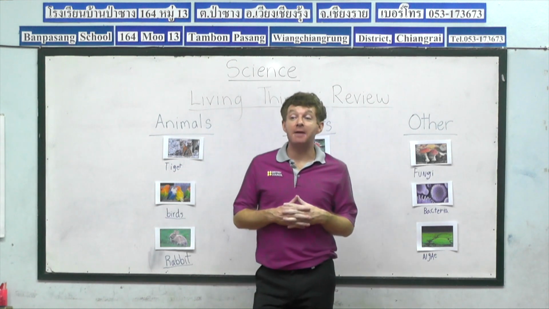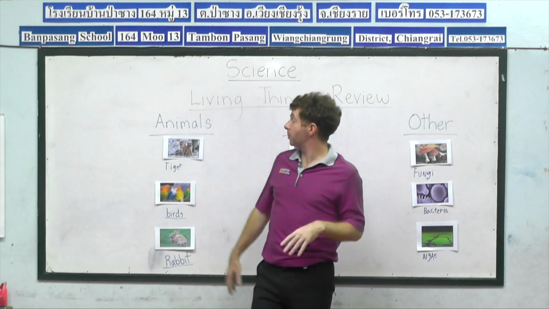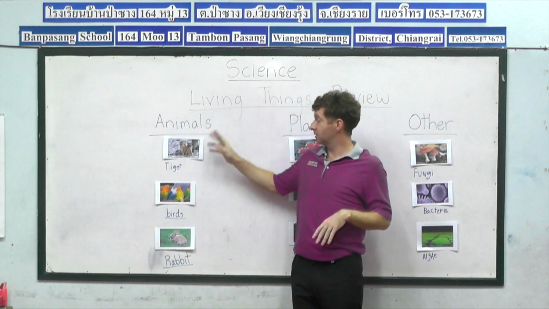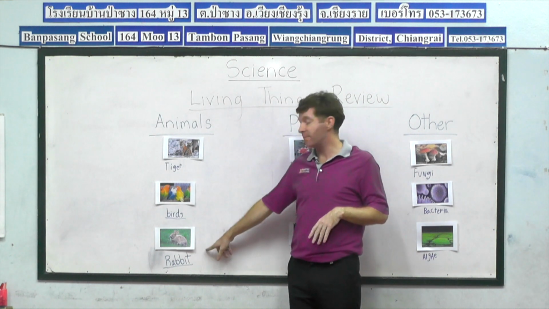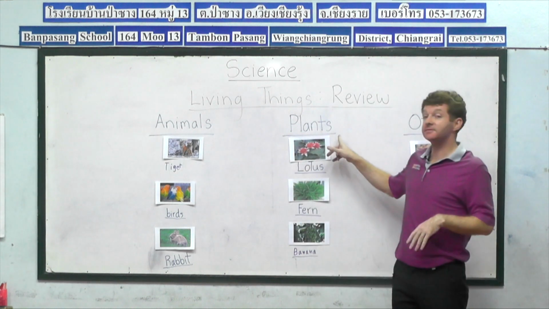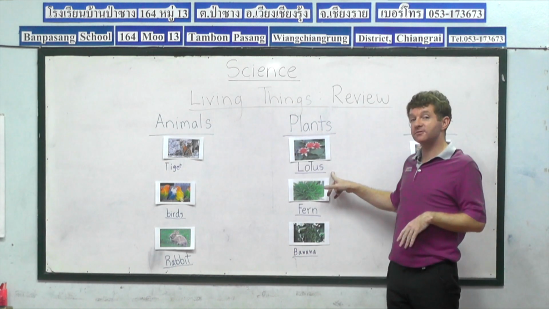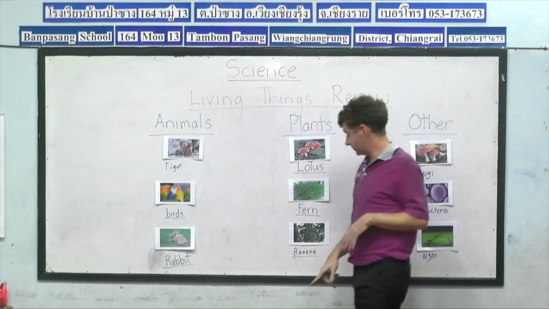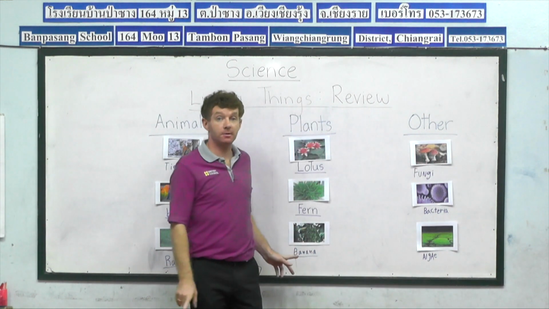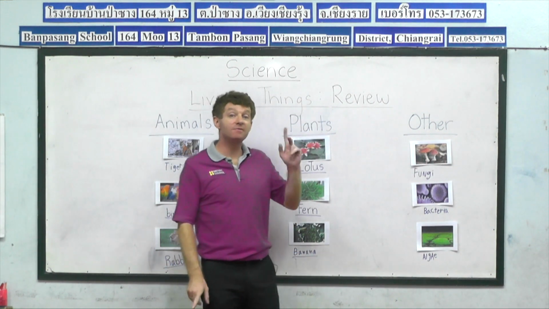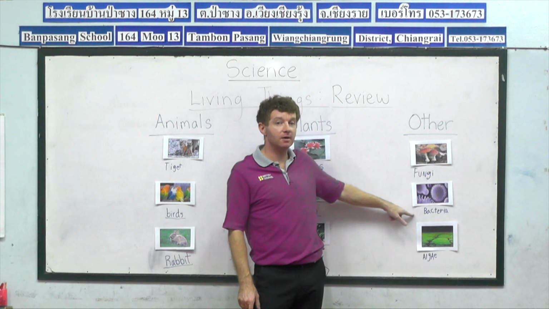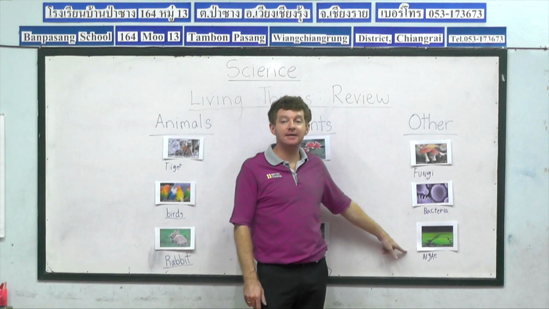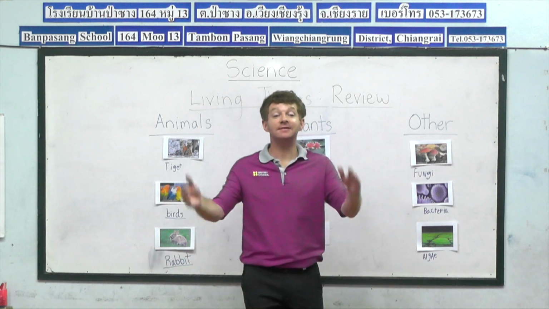So final time now, guys, that we have them all on the board. Animals: tiger, spider, bird, rabbit. Plants: lotus, fern, banana. And then other living things: fungi, bacteria, algae. Guys, that was excellent. Very good job.